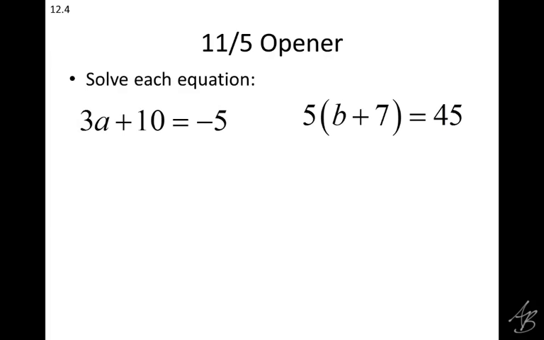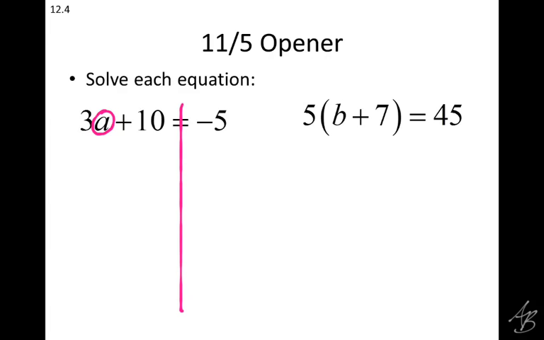Looking at the first problem, we want to get that a by itself, so I'm going to circle it. I draw my line of equality, and once I've done those two things, it's really easy to see that I have to get rid of how many things? I have to get rid of two things, right? What are those two things? The 10 and the 3. So I need to get rid of the 10 and the 3 to get the a by itself.